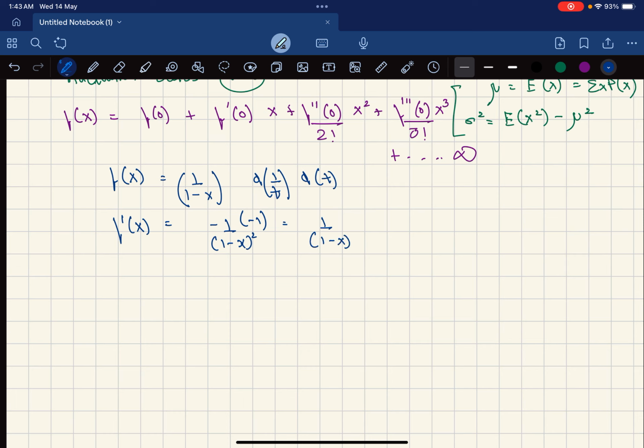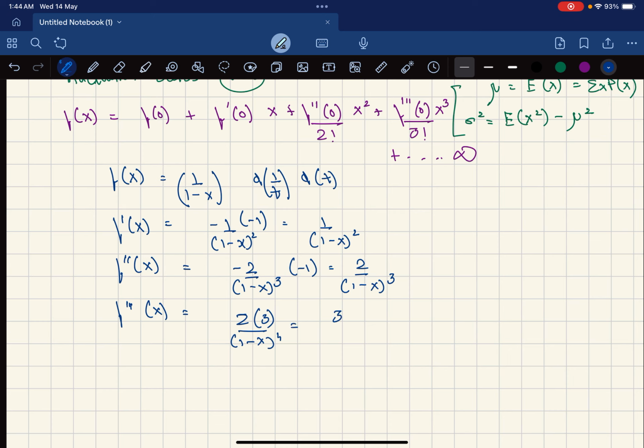So we get 1 upon (1 minus x) whole square. Similarly, for the second derivative, we do minus 2 upon (1 minus x) whole cube, and once again the derivative of 1 minus x is minus 1, and therefore we get 2 upon (1 minus x) whole cube. Similarly, the third derivative can be calculated as 2 into 3 upon (1 minus x) raised to power 4, which is 3 factorial upon (1 minus x) raised to power 4. So this is how we can get each of the derivatives here.